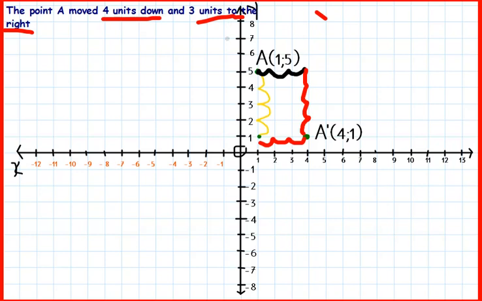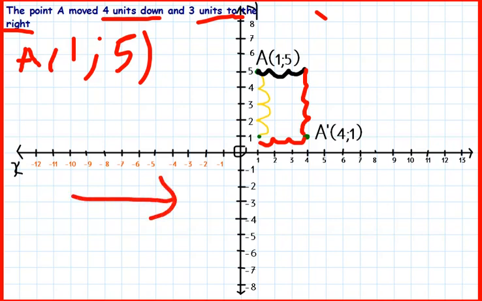Another thing I want to touch on is, now that we have our translation, I just want to show you that we could have translated the point A without looking at the graph. So you can translate the point A without the graph. So we had our A as (1, 5), right? And then we said we moved this point 3 units to the right.